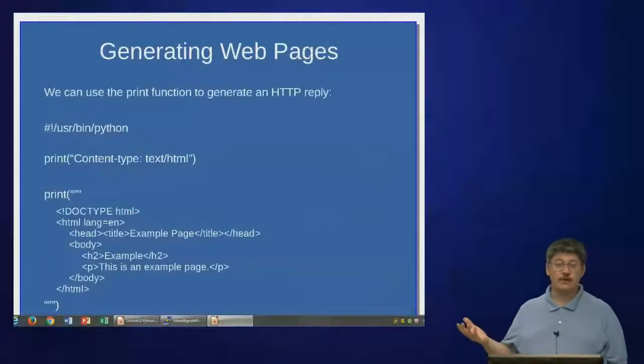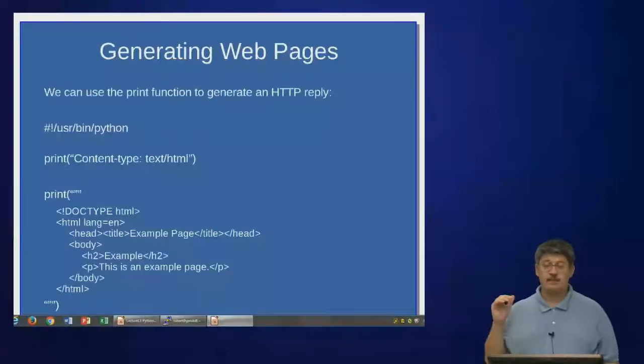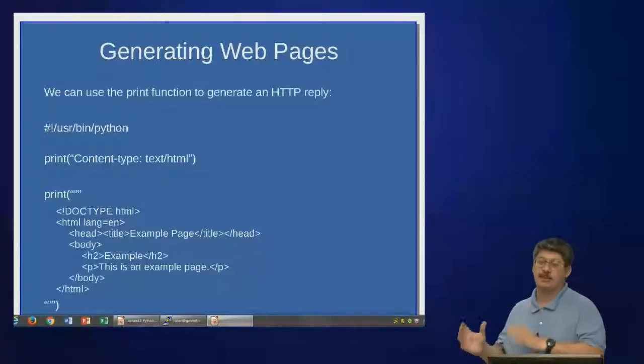So I can use this to generate a web page. So notice at the top of my file, I have my magic, my hashbang, my shebang user bin Python. Then I print content type: text/HTML. The reason that I have to do this is that my script has to generate not just a web page, but an HTTP response message.